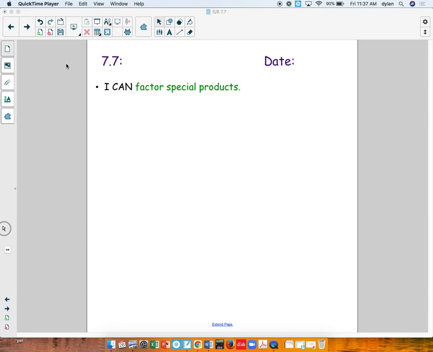So what I'd like you to do is take a moment to set up a note sheet with the section, the date, and the I can statement, and then resume the video as soon as you are ready.